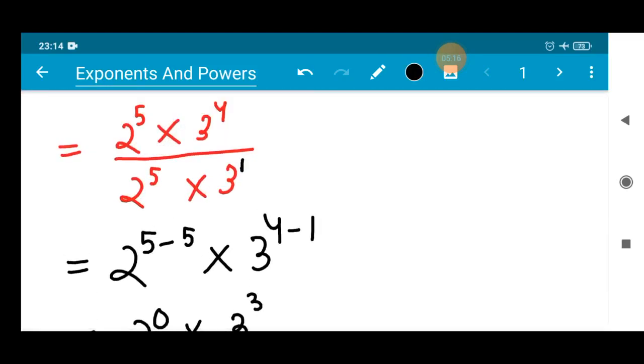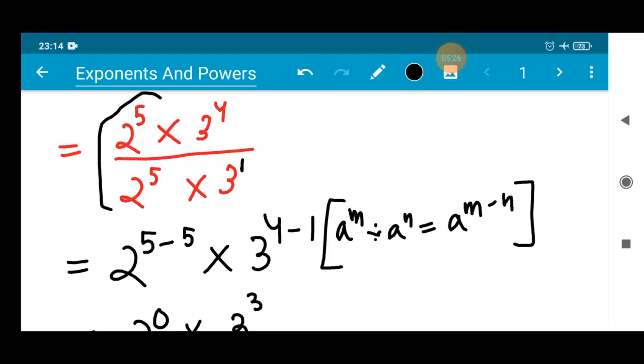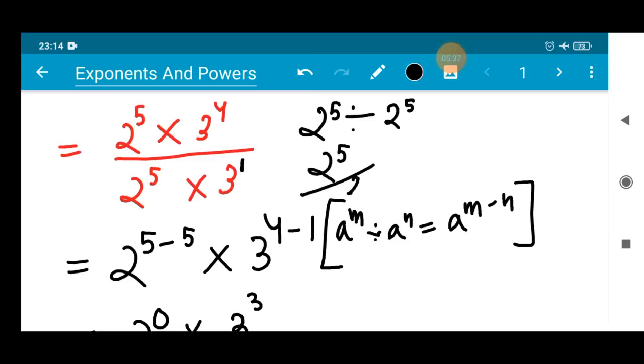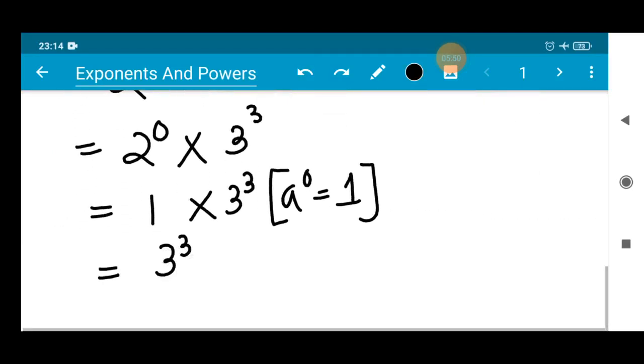Let me use whatever rules I have used here, that is a to the power m divided by a to the power n is equal to a to the power m minus n. The same rule we have used because we have the same base, and there is a division sign here. So 2 to the power 5 divided by 2 to the power 5, and you can write it like this also. So in this form only it is expressed. So do not get confused if you see this kind of thing. If there is no division sign mentioned, then you think this is a division sign. Okay, so the value which we got for question number 1 is 3 to the power 3.